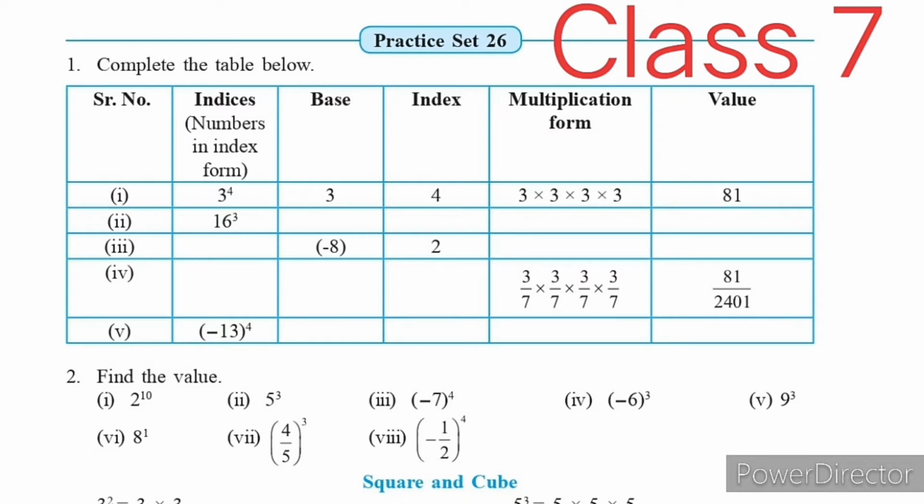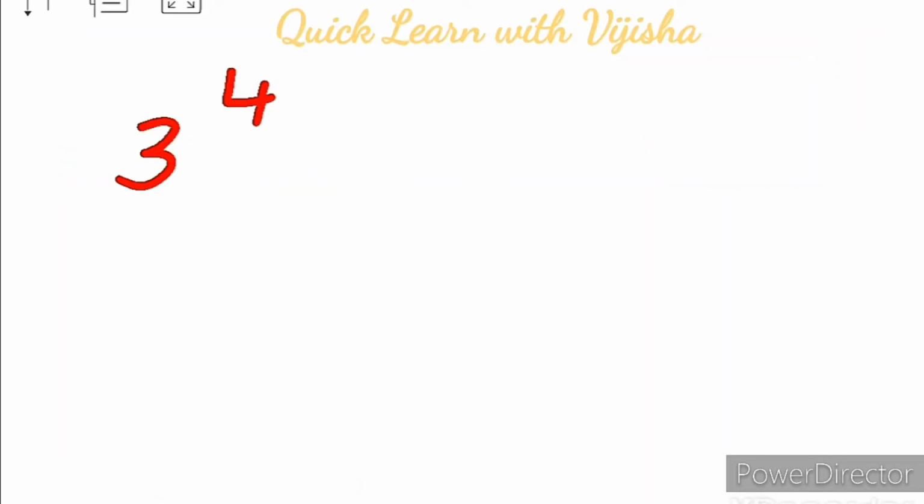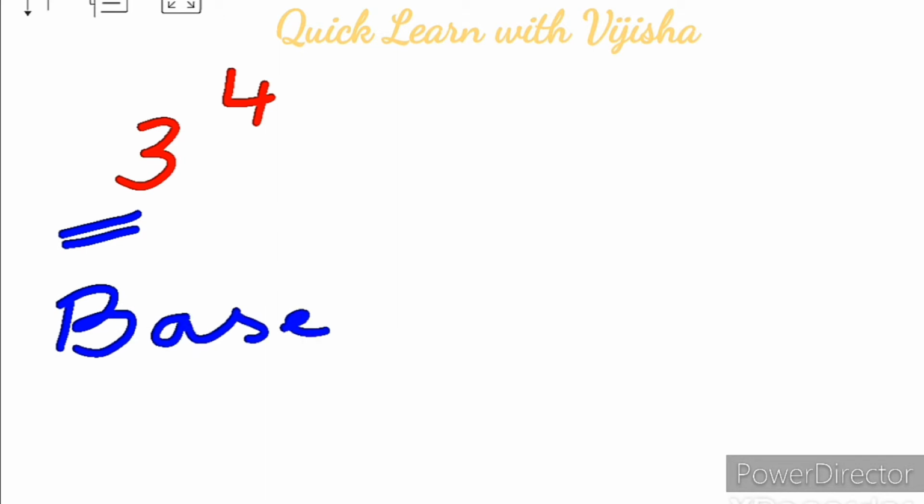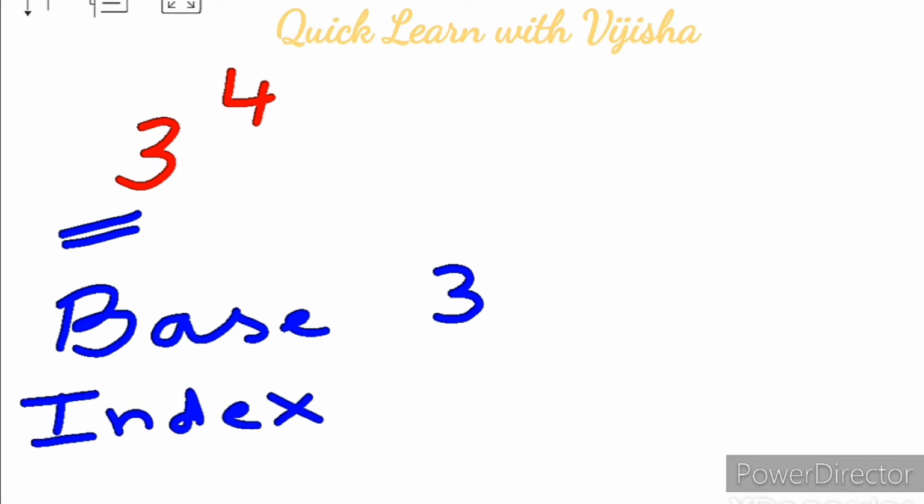Here the question is, we'll see what is the base and index in this question. The number written down is called the base. So what is the base in this question? 3 is your base. And what is the index in this question? Index means the upper number is called the index. So 4 is your index. Understanding children?